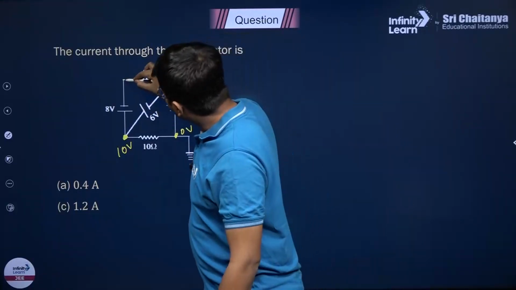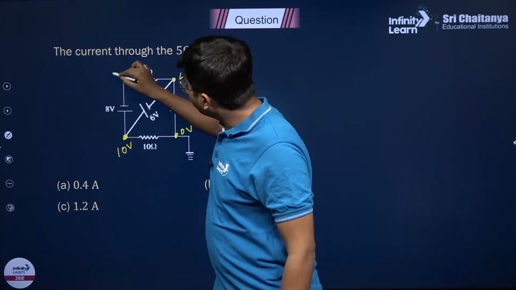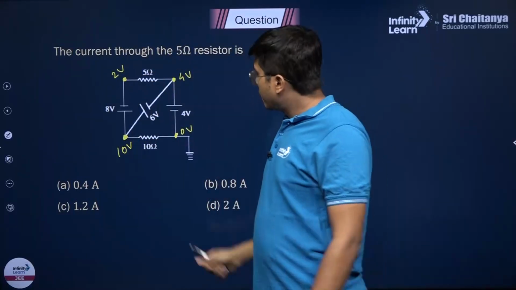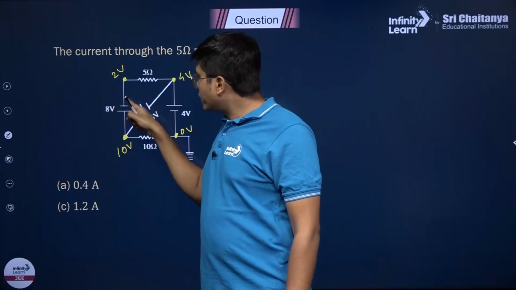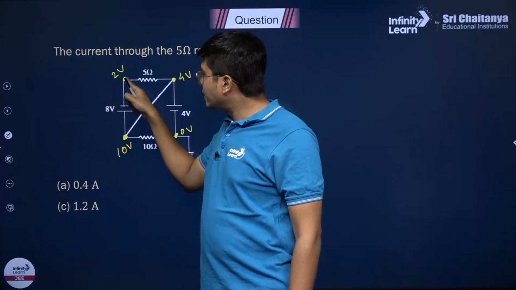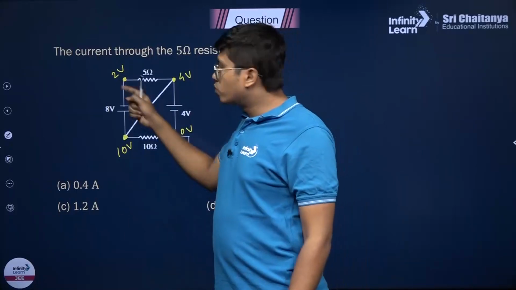Next I come to this point. This point should have a potential of 2 volts. Why? The higher potential is at 10 volts, so the lower potential has to be at 10 minus 8, that is 2 volts. So I've got 2 volts here.